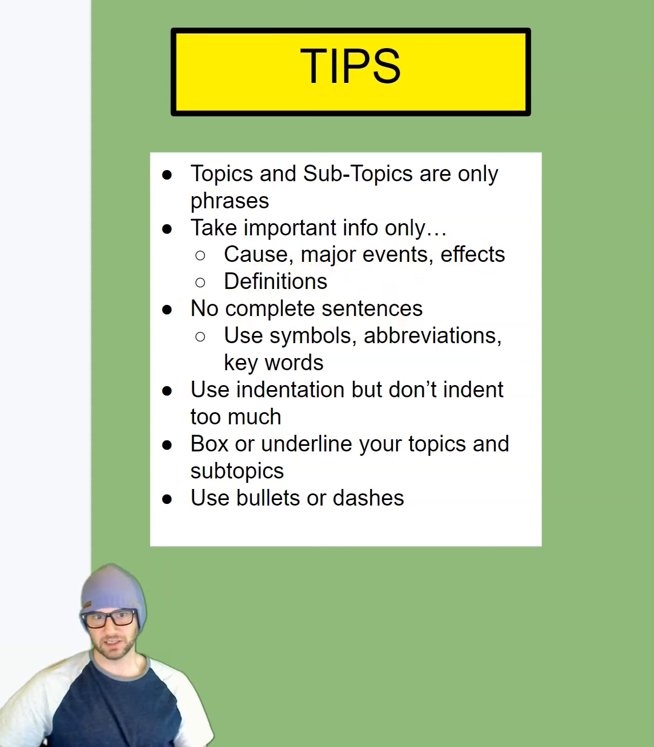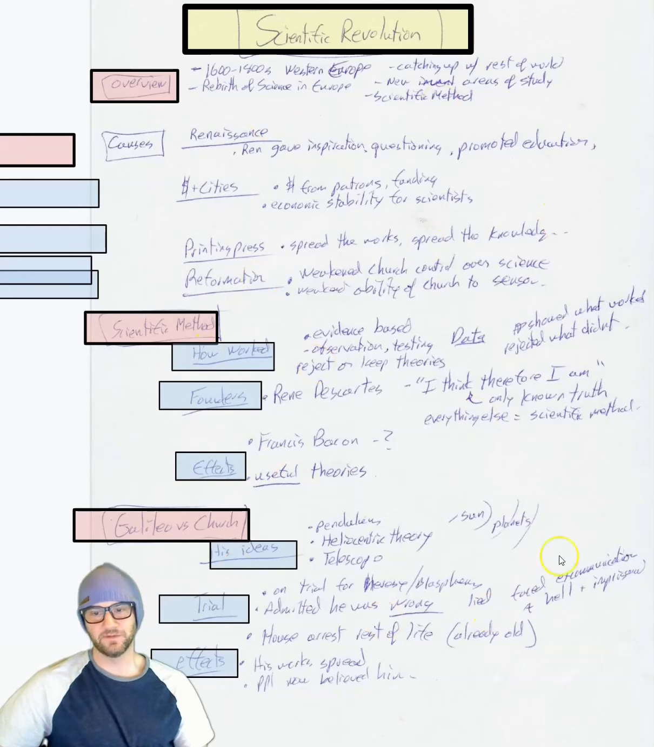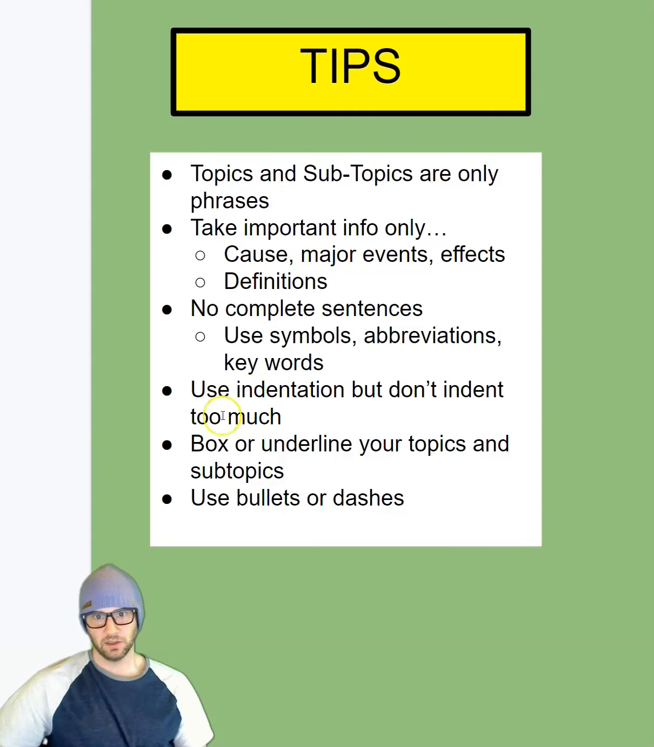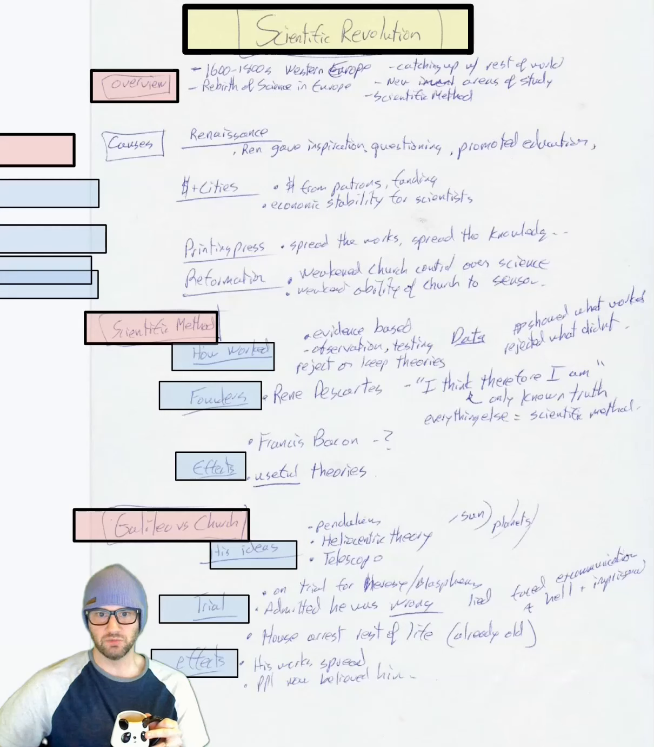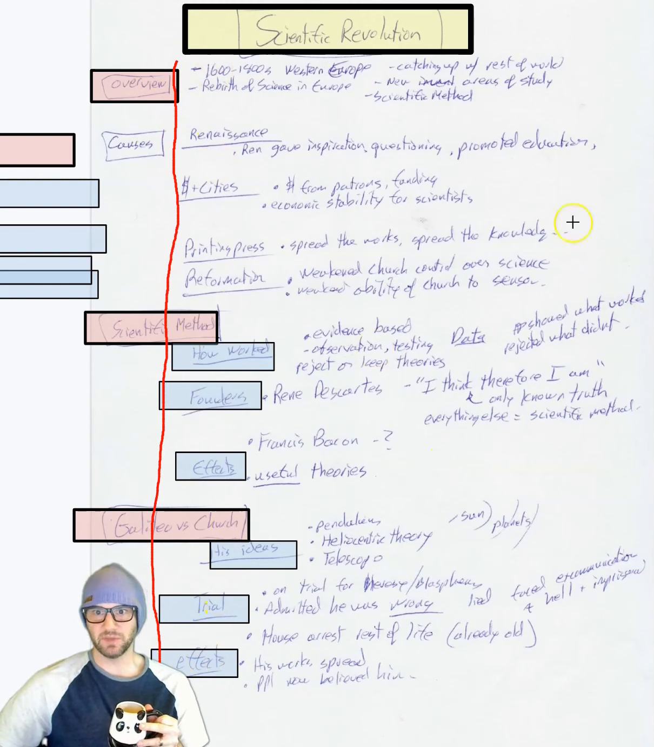No complete sentences. How many complete sentences? Very few. Okay? Use symbols, use abbreviations, use keywords. These are your notes. Use indentation, but don't indent too much. Okay, this is the side of the page right here on the left. So I'm using this, which is probably right before the margin line. These are on the margin lines. So if this was a lined sheet of paper, these would probably be left of the margin, and these would be right on the margin, leaving me the majority of the paper to write on. Don't scrunch yourself.